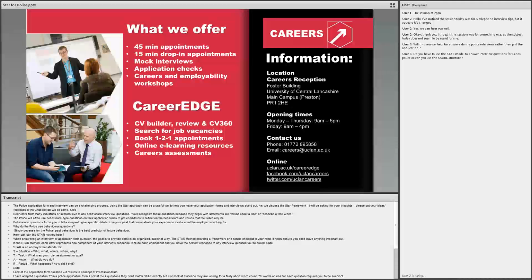If it's a STAR example on an application form, always think about the word count. It's very important that you stick to the word count. You'll see from the example I've just shown you that for the police it was 70 words. You need to be on that or slightly below it. Don't exceed the word count.